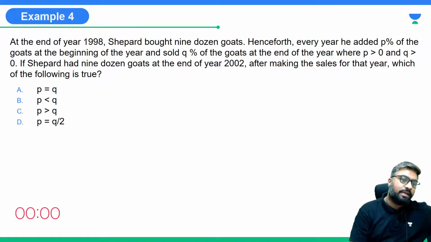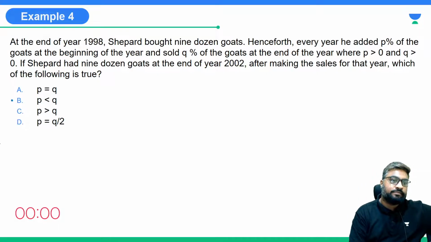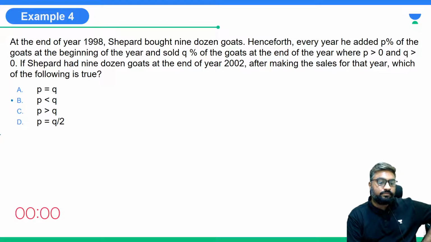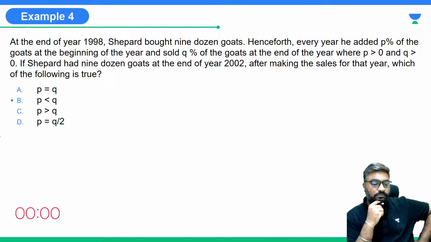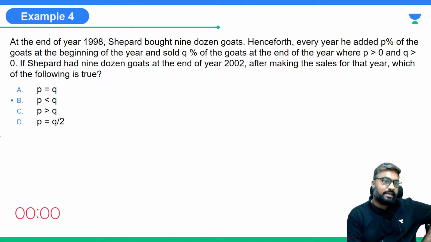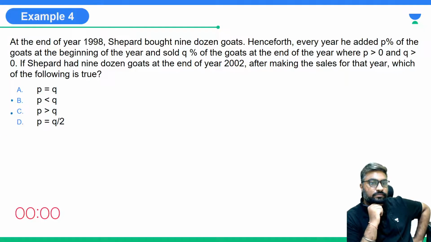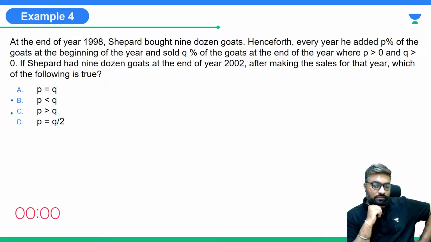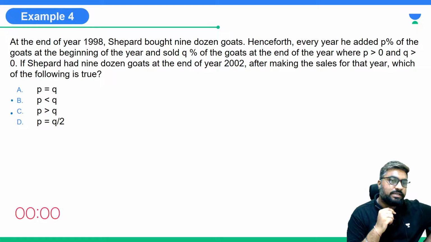Dinesh says B. P has to be less than Q. Others? Says C. P is greater than Q. Anudeep is also saying C. P is greater than Q.